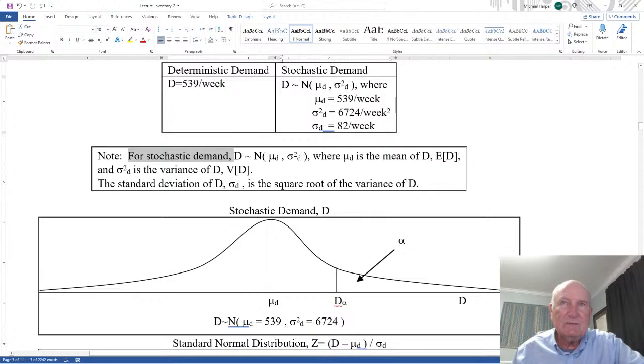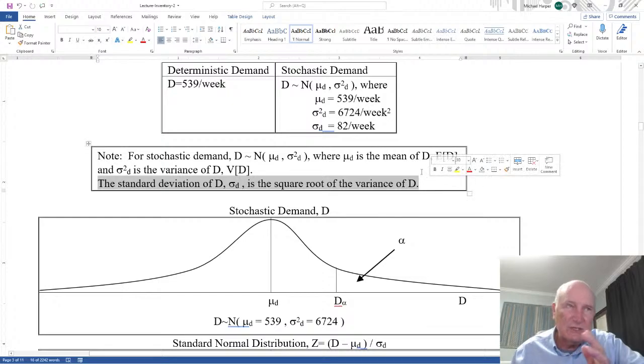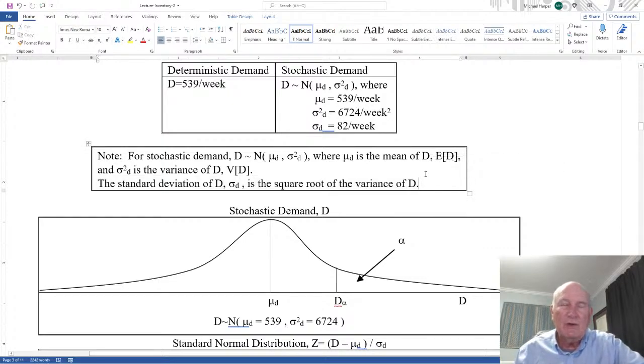Note, for stochastic demand, D follows the normal distribution of mu and sigma squared, where mu is the mean of the demand rate, the expectation of the demand, and sigma squared is the variance of the demand rate, the variance of D. The standard deviation of D, sigma of D, is the square root of the variance of D. Just a reminder, a review of the definitions. Now, when you have a stochastic demand and the demand follows a normal distribution, you see here the mean is 539, but the demand, which is the random variable, can vary around that mean of 539. This d of alpha here is a variate.